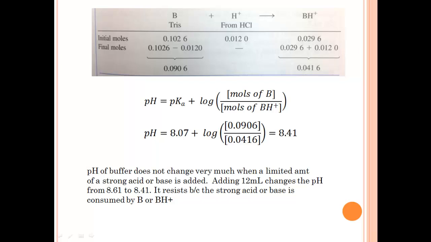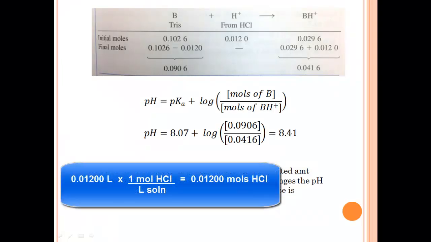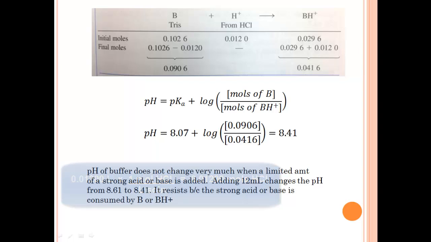Initially, we have the concentration of the weak base, which is 0.1026. And we have how many moles of the HCl? Well, we did 12 milliliters times a 1 molar. That'll give you 0.0120 moles of HCl. How much do we have of the BH plus, of the conjugate acid? We figured that out in the other example. So that's initially. Finally, what happens?